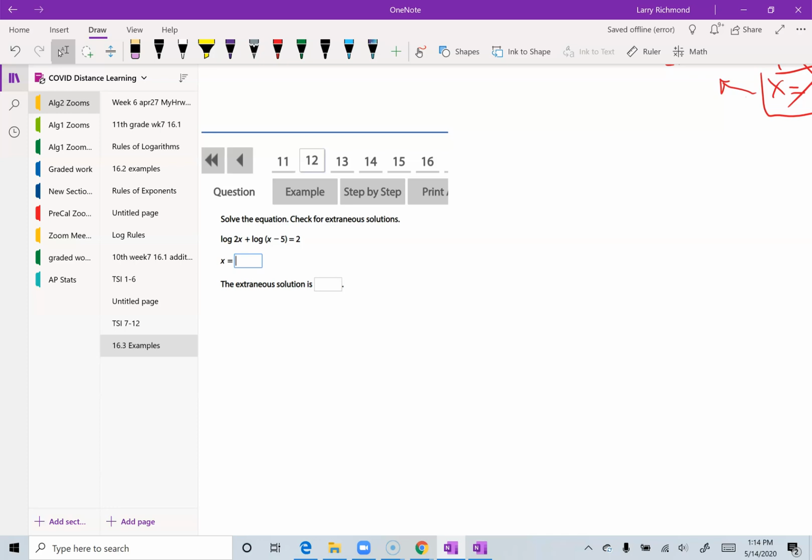Very similar problem as our previous one. Log of 2x plus log of x minus 5. First thing to note, when it doesn't give us the base, it is the common logarithm, which is log base 10. I don't have to write that, but I will. If it just says log, it's an implied base 10. We call that the common log. If you have a slightly older calculator and it just says log on it, that's what the log is.